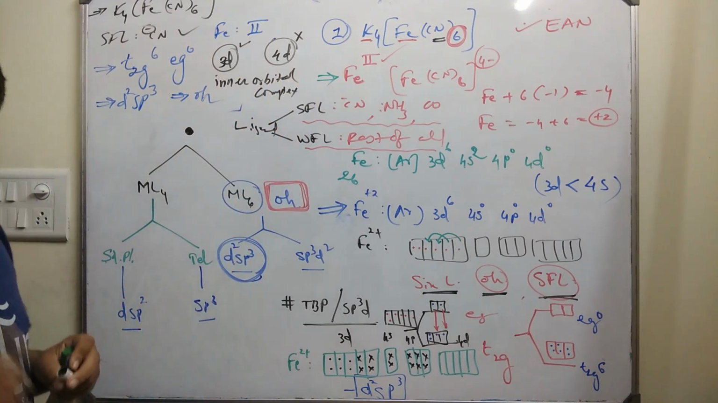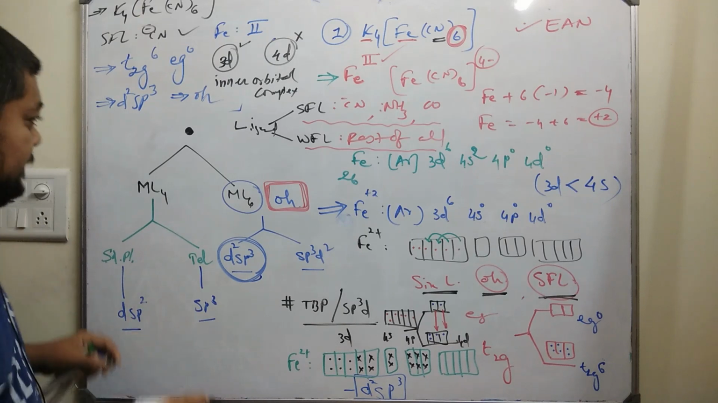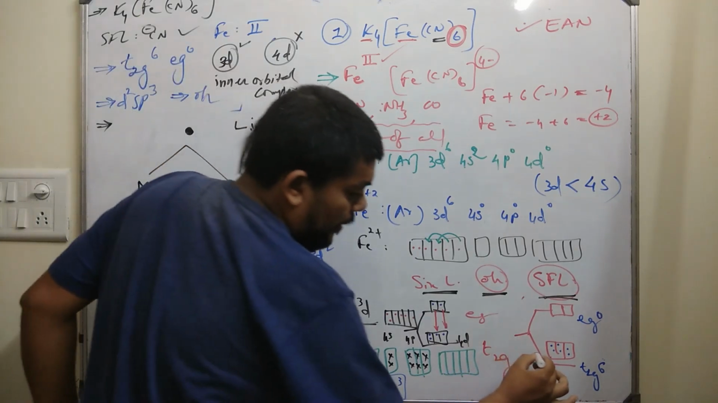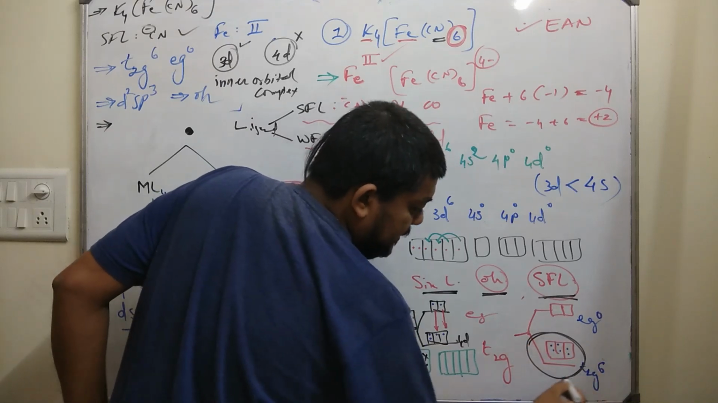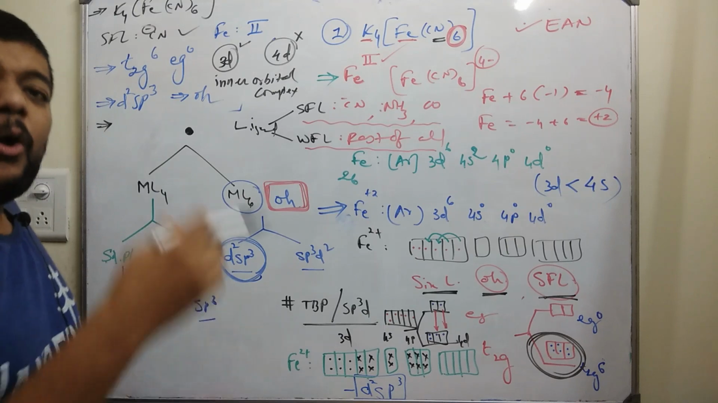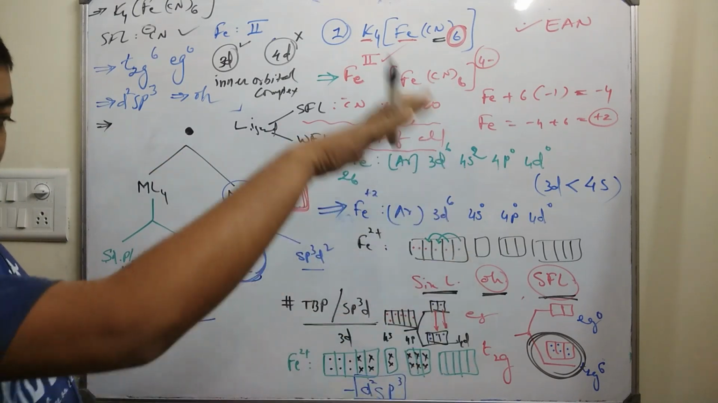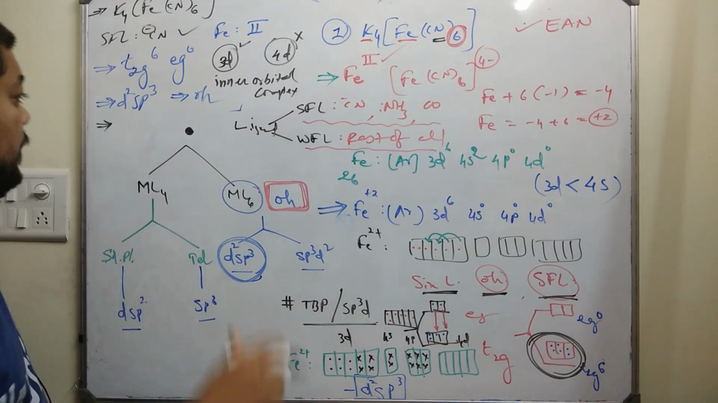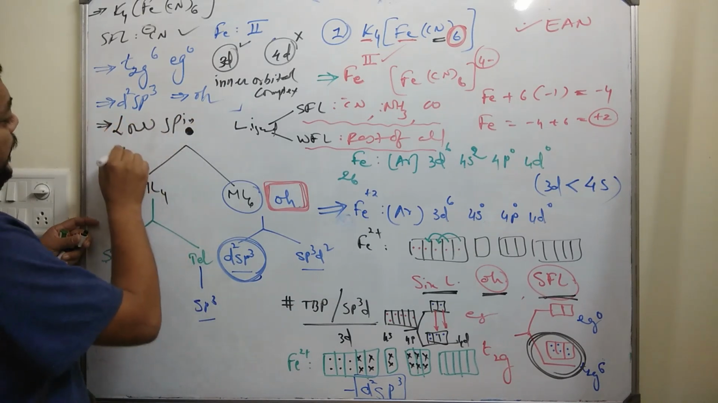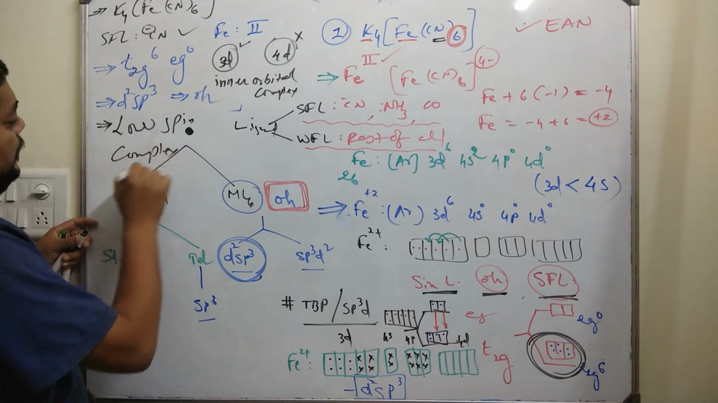orbital complex. Inner orbital complex. When the pairing takes place and all of your electrons come and sit in the lower energy level, we always coin it as a low spin complex.